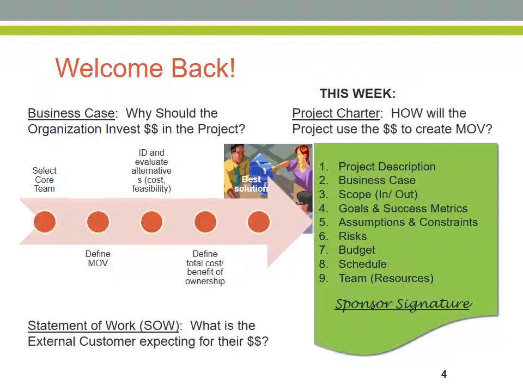Then alternatives are being identified and evaluated on the basis of cost and feasibility. We've seen a couple of mathematical models for that, such as net present value. And that also includes defining the total cost and the benefit of ownership of the product or service that is the outcome of a project. Then a panel of decision makers will weigh several business cases for competing projects against one another and choose the highest ranking projects in terms of their promise of measurable organizational value.